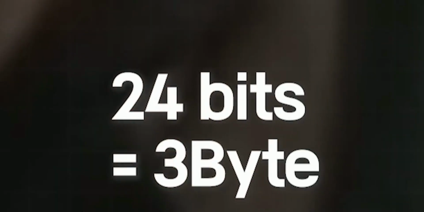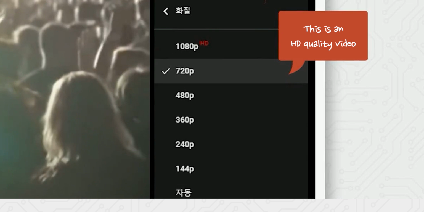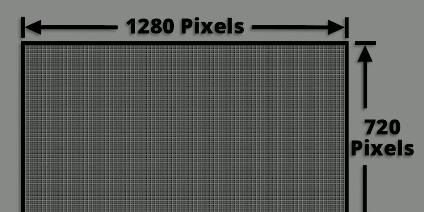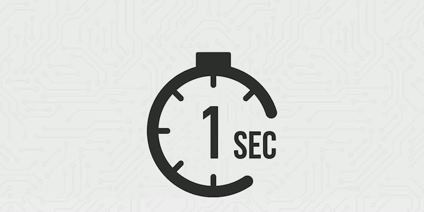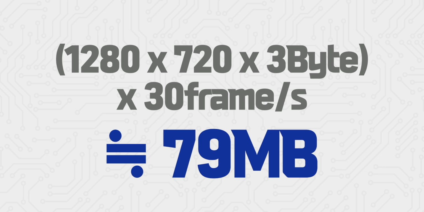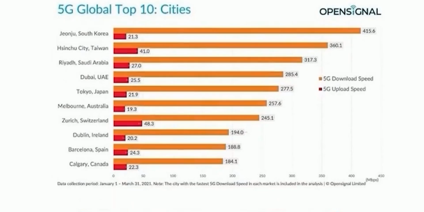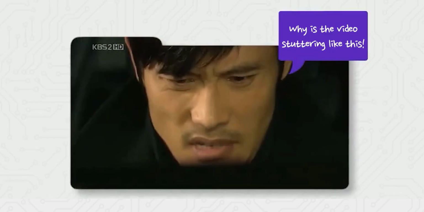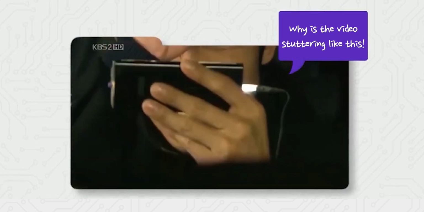Suppose you are watching an HD video with a resolution of 1280 by 720 at 30 frames per second. If each scene has 1280 by 720 points and each point uses 3 bytes, a 1-second video would be about 79 megabytes. Recently, there was news that Joohyun has the fastest 5G network in the world. With a transmission rate of around 50 megabytes per second, even 5G struggles to stream this video in real time.